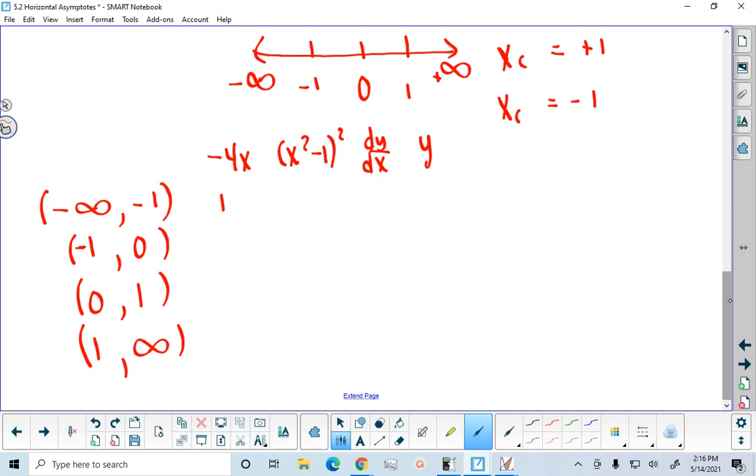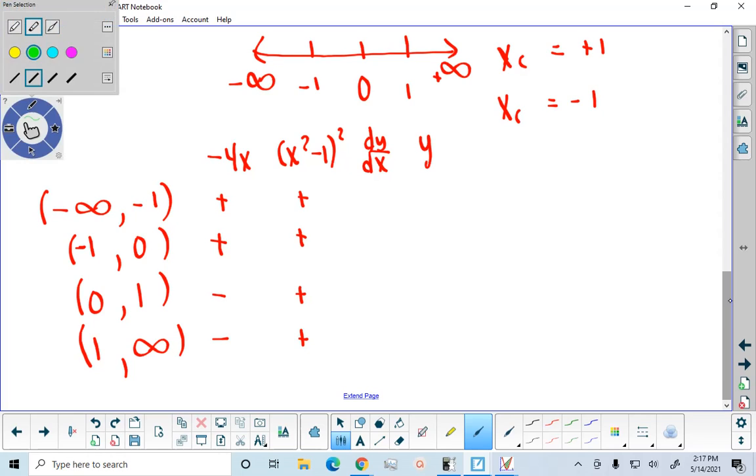Negative 4x is positive any place x is negative. So in those first two intervals, x is always negative, times negative 4 will be positive, and then when x is positive, negative 4x becomes negative. X squared minus 1 quantity squared is positive everywhere because of that quantity squared.